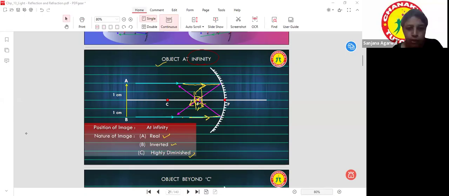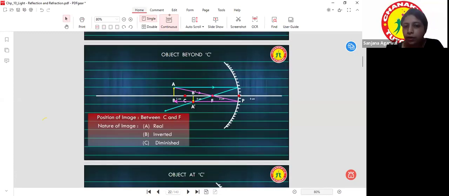Let us move to the next diagram and bring our object closer to the mirror. Now the object will be kept in the range, not at infinite distance. So let us keep the object beyond C, that is, beyond the center of curvature. We have allowed a straight parallel ray of light to be incident upon the mirror. After reflection, it will pass through the focus point.